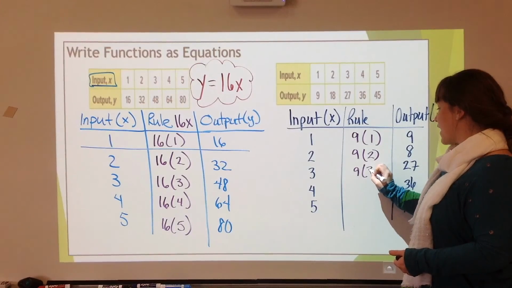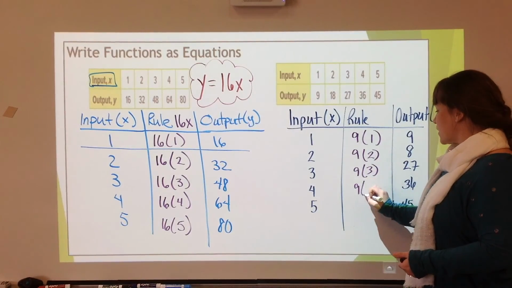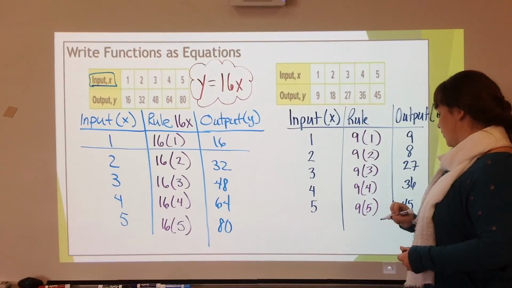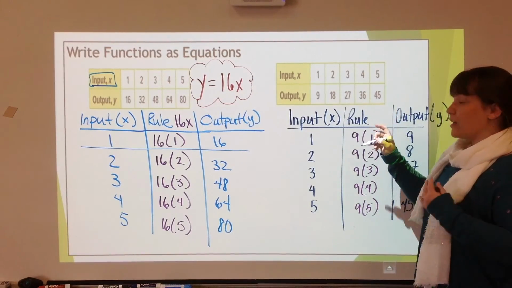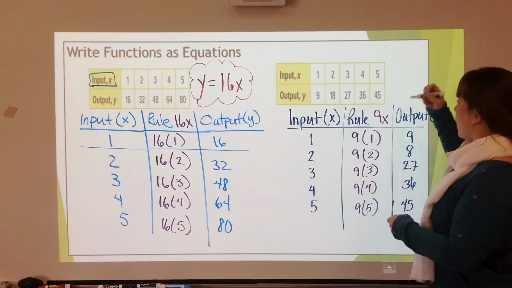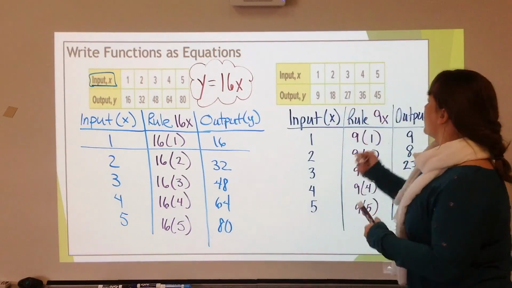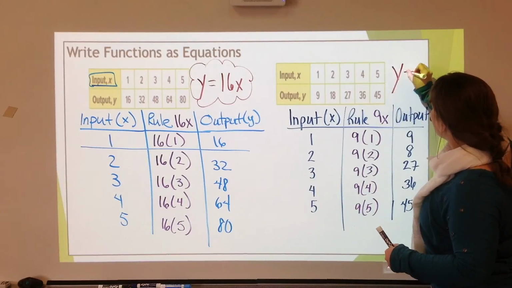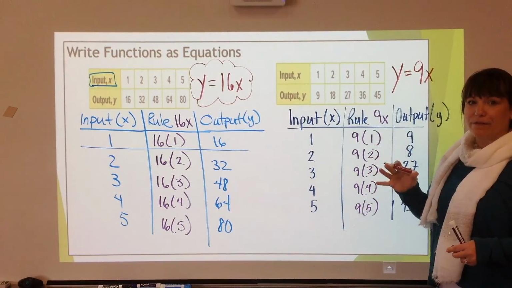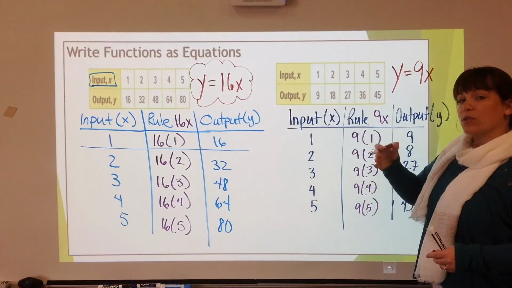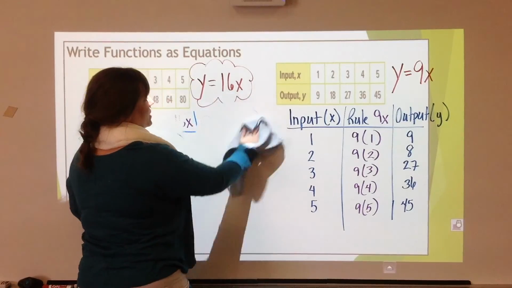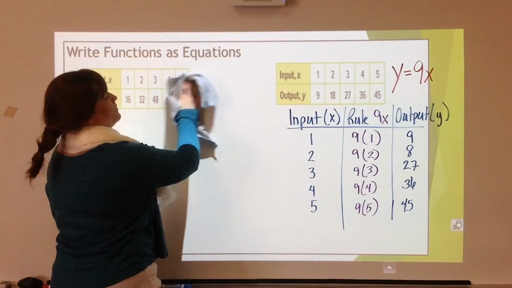So I'm going to plug that in just to mentally double check my math. 9 times 5, it is 45. So my rule is going to be whatever x is, I'm going to be multiplying it by 9. Our equation, we're going to start with our output, our y equals, and then we're going to stick our rule on the other side of that equation. So we have y equals 9x. Go ahead and put your favorite letter at the top of this page. Whatever letter is your favorite.